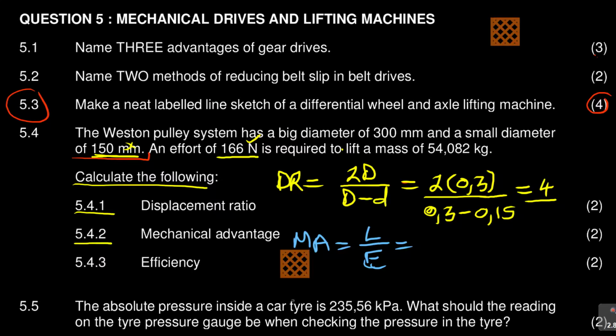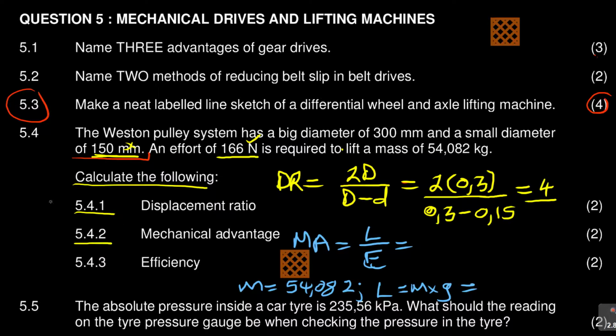54,082. So now there is a bit of working you need to do. You need to come here to say M is equal to 54,082. Now to calculate the load, which is the same as weight, W, which is mass times gravity. You understand? You multiply by gravity to convert this mass into weight, which becomes your load.